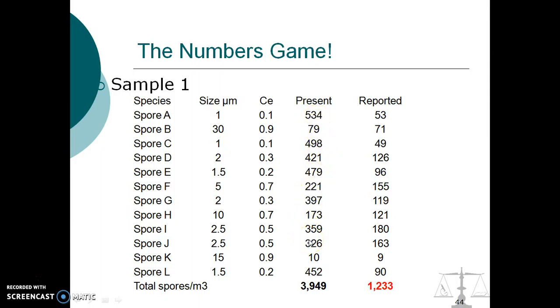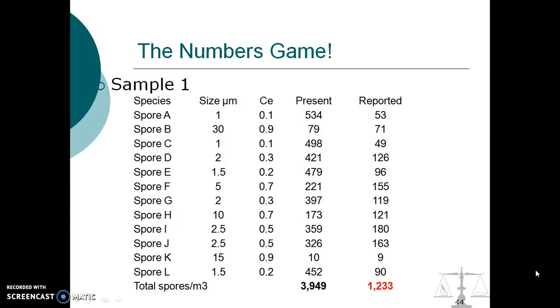And then, of course, when we get down to the actual cut value, we see, for example, since it's 2.5 micrometers, the cut value is 0.5. So what's reported is going to be exactly half of what is actually present. So for the reported values, this is what is trapped and retained in the spore trap. That's what, therefore, is available for the laboratory to count. So for sample number 1, we see that there's 3,949 spores per cubic meter of air, and that is being reported by the laboratory as 1,233 spores per cubic meter of air. That's our outside spore concentration.